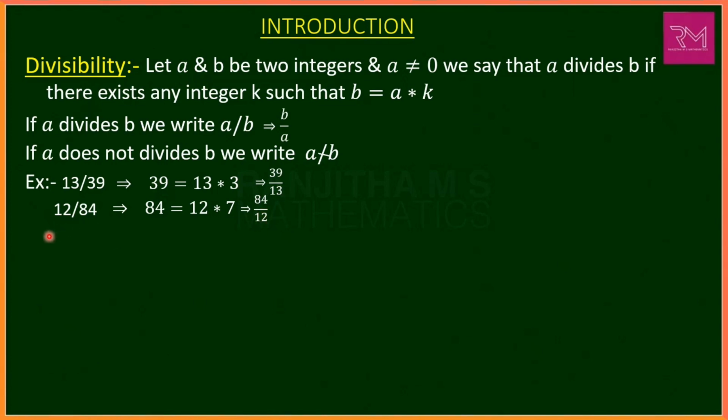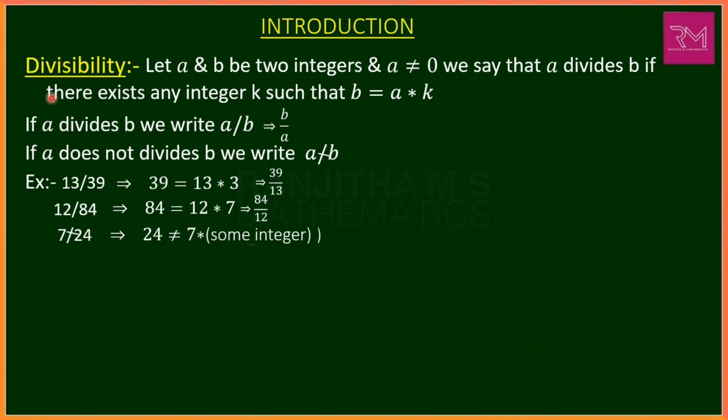In a similar way, we can take 7 does not divide 24. This is because we cannot write 24 as 7 into some integer. That means if a divides b, we can take it as b is equal to a into k. Here 7 does not divide 24 because we can't write 24 as 7 into some integer. So 24 is not equal to 7 into some integer. So this is about divisibility.